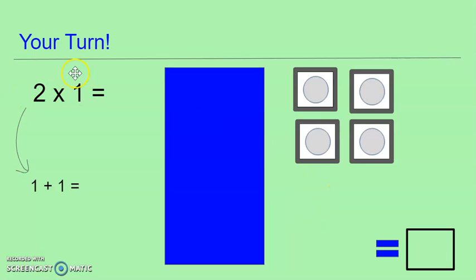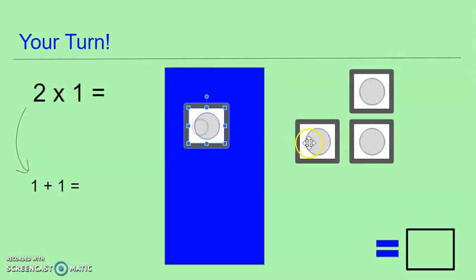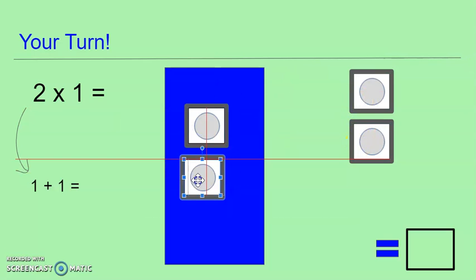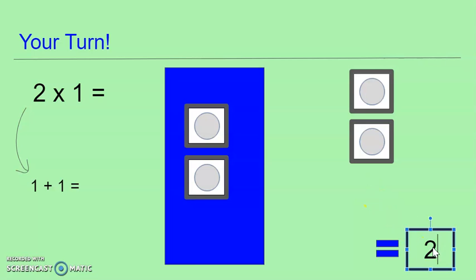So 2 times 1 is 2 groups of 1. So we need 2 groups that have 1 in it. These groups all have 1 in them, and we need 2 groups of 1. So we're going to put 2 groups of 1 into our blue space here. Okay, 2 groups of 1, 2 times 1 equals 2. So we're going to type the number 2 here in the bottom.